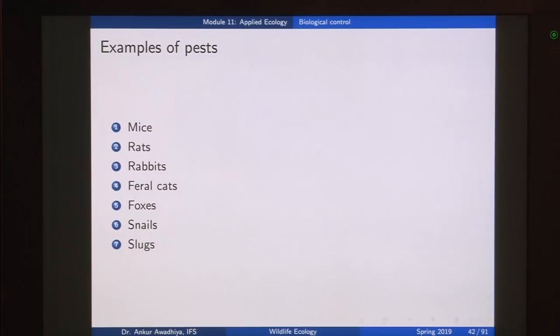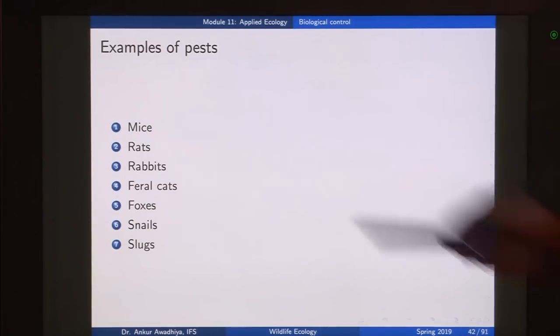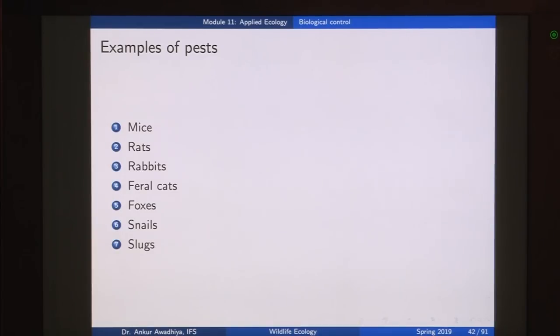Mice and rats are the number one cause of the losses of our food grains, even in the fields and also when they are stored in the warehouses. Mice and rats are also very important for the passage of a number of pathogens. Then we have rabbits. Now, rabbits are harmful pests, especially in the agricultural system, because they can eat up a number of crop products. Then we have feral cats.